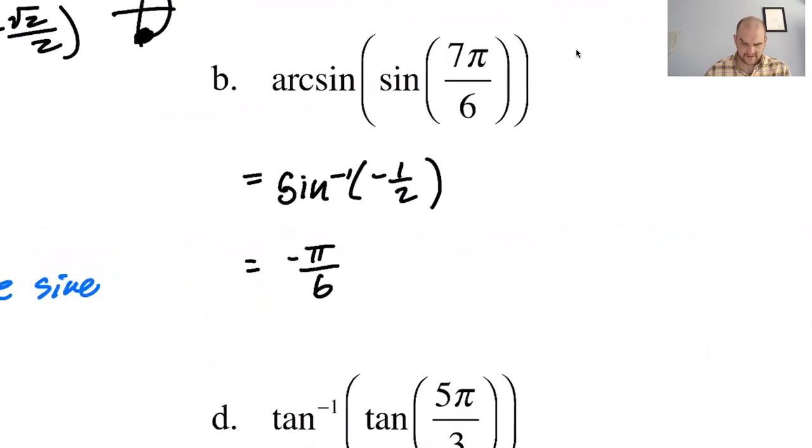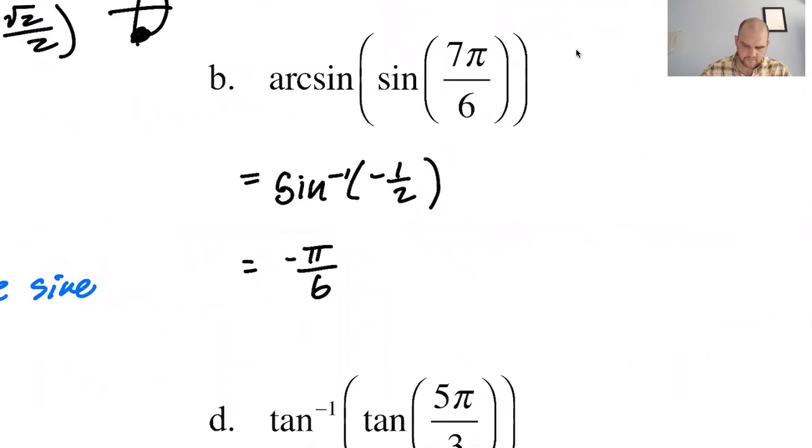This, on the other hand, is saying: what is the angle between negative pi over 2 and pi over 2 whose sine is the same as the sine of 7 pi over 6? It's not really the same question. I don't want to write that out. That was a really long sentence.